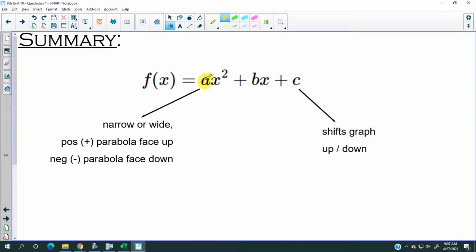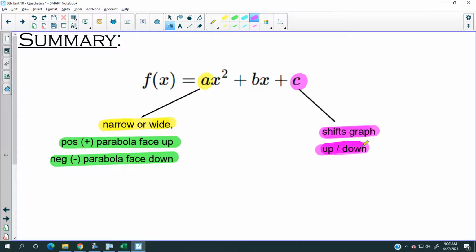So when we're focusing on a, the leading coefficient, it either goes narrow or wide depending on the value of the number, right? If it's 1, nothing happens. If it's a fraction, it gets wider and wider. If it's more than 1, it gets narrower and narrower. If the number is positive, the parabola faces up. If it's a negative coefficient, the parabola faces down. And lastly, the c here tells you whether the graph is going to shift up or down, okay? So it's just one thing here.